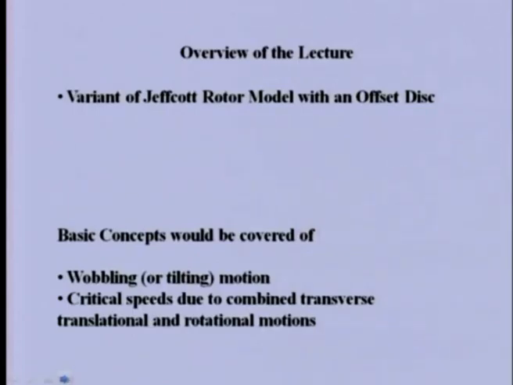This is the overview of the lecture, in which we will be taking the variant of the Jeffcott rotor model, in which the disc will be offset. Some of the concepts which we will see in this are the wobbling motion or the tilting motion of the disc along with the translatory motion, and then we will study the critical speed due to the combined transverse and rotational motion of the disc.